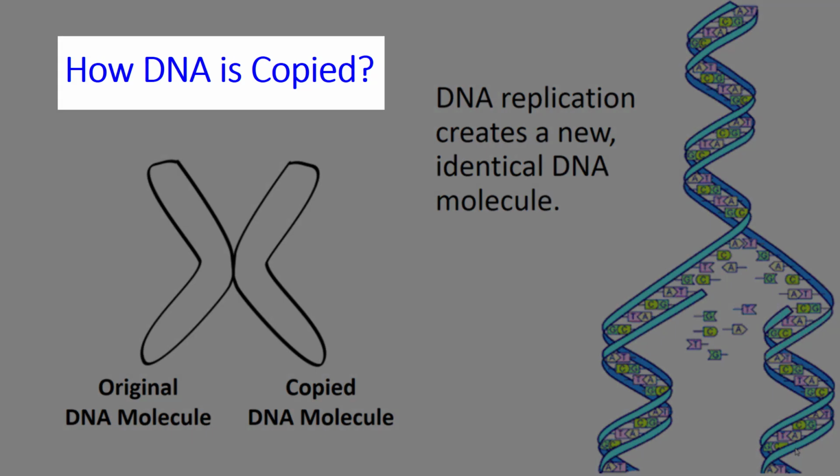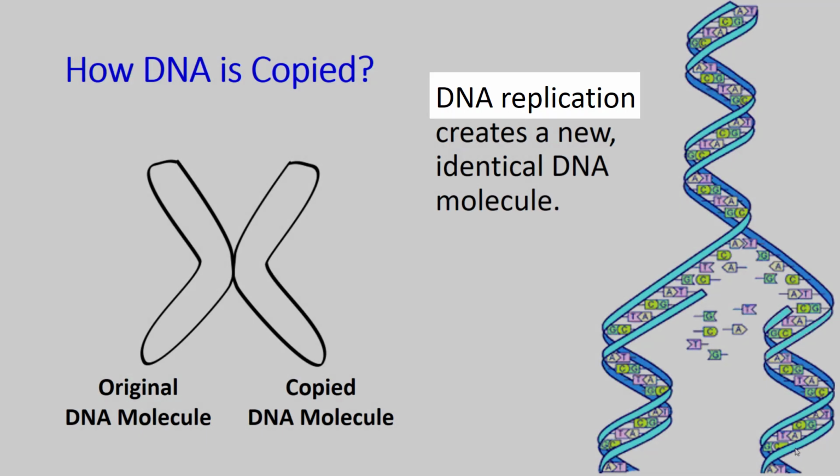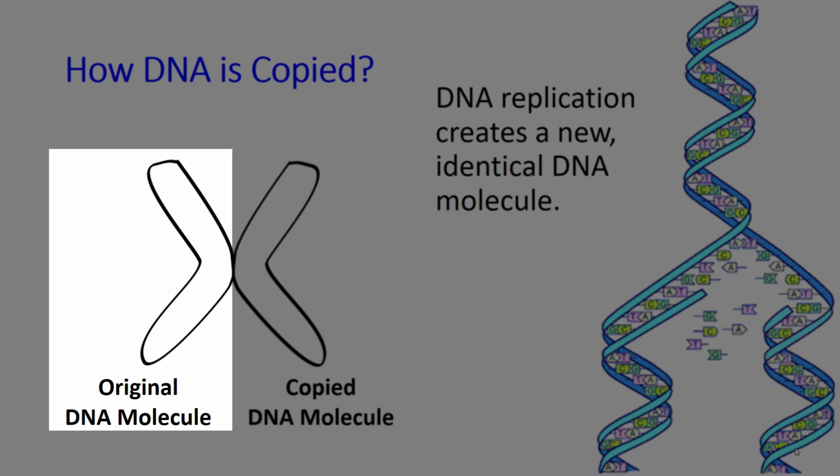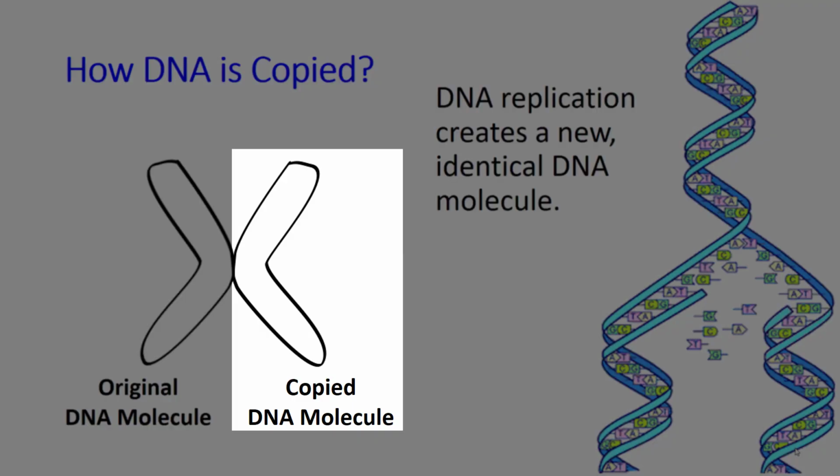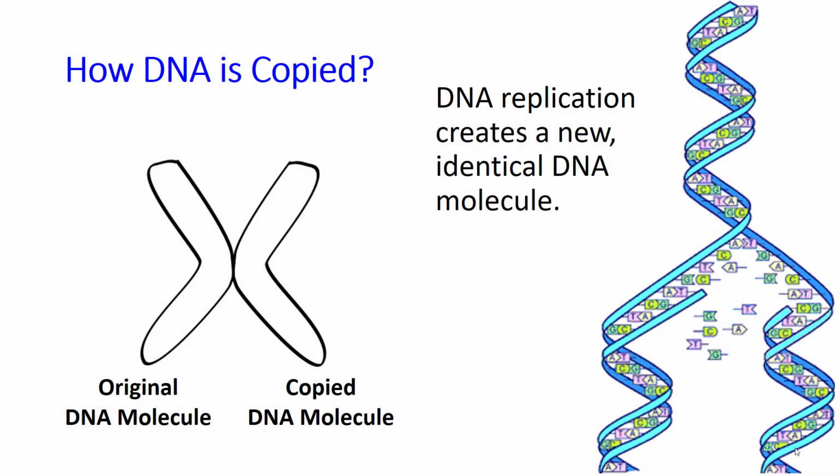How is that DNA copied? Well, DNA replication. The left side of a chromosome is one DNA molecule. The right side of that chromosome is an identical copy of the DNA molecule. So you notice it's two copies of the same DNA code.